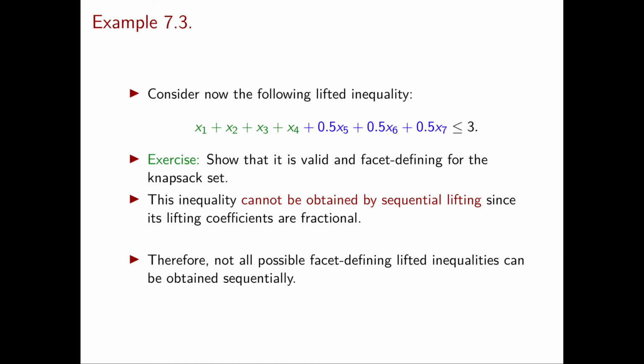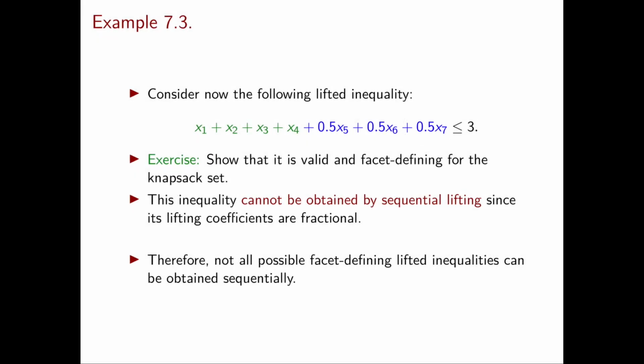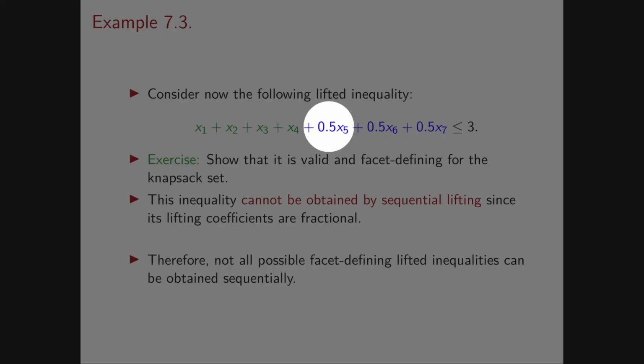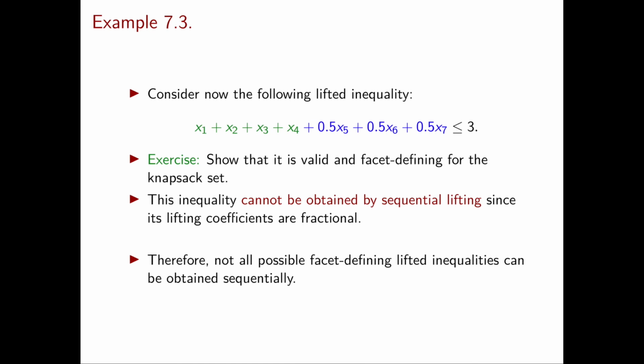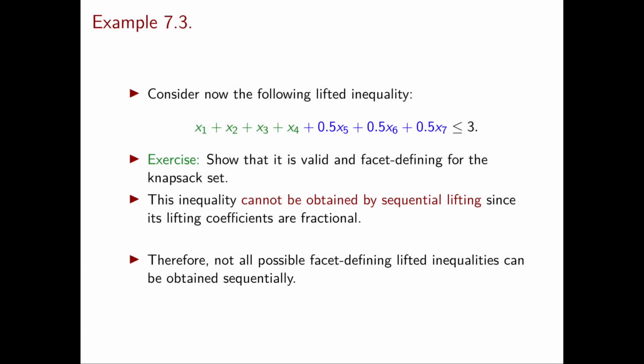In fact, by construction of sequential lifting, all the coefficients that you obtain in the lifting process are integer, so you will never be able to obtain fractional coefficients. So this is an example that shows that not all lifted inequalities, not even among the facet defining ones, can be obtained sequentially. And this concludes our video on lifting.